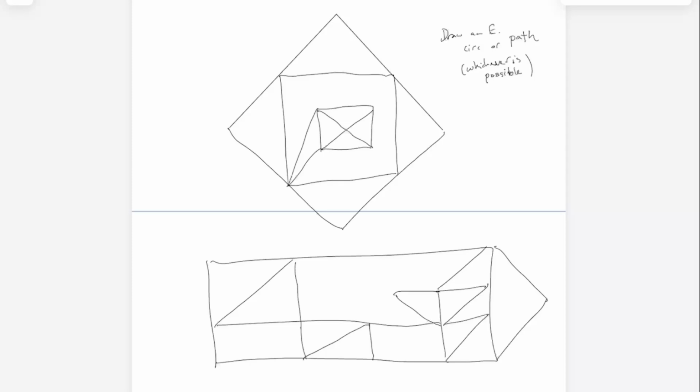I think so. So you can do a circuit or a path, right? And you have to start at one of the odds. I was going to draw it. Okay. Good so far. This is pretty good.